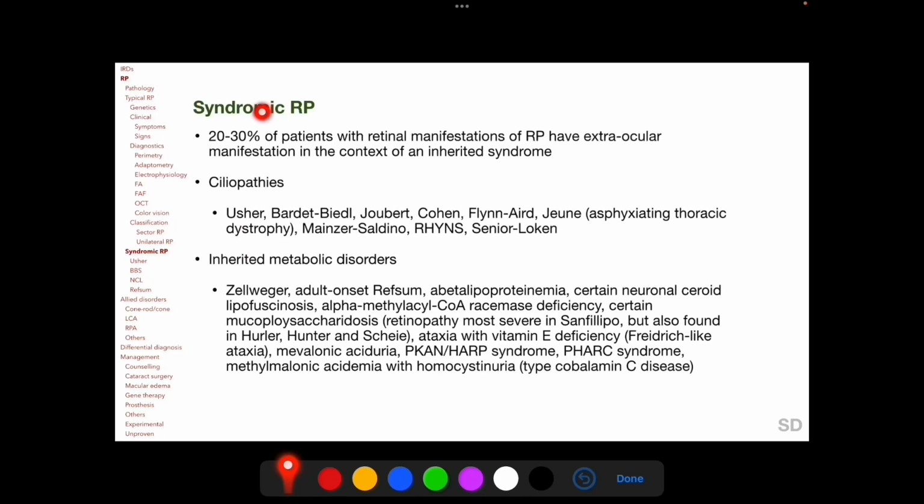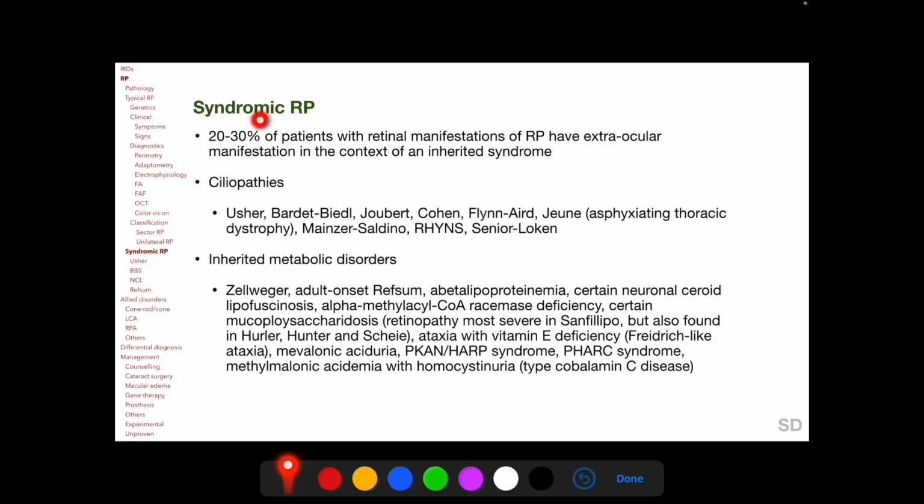Syndromic retinitis pigmentosa refers to the association of ocular manifestations of retinitis pigmentosa with systemic disorders in the context of an inherited syndrome, and it is estimated that 20 to 30% of patients with retinal manifestations of retinitis pigmentosa are syndromic. Opinion differs as to what constitutes syndromic retinitis pigmentosa, and some texts consider only Usher's syndrome as syndromic retinitis pigmentosa because, as we have discussed, only Usher syndrome demonstrates bony spicule pigmentation, which is characteristic of retinitis pigmentosa among all rod cone dystrophies.